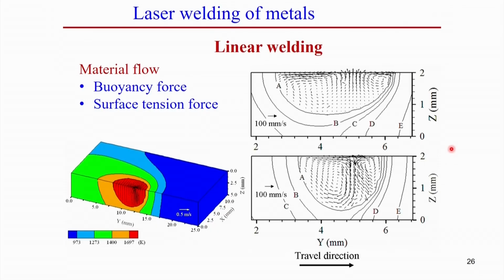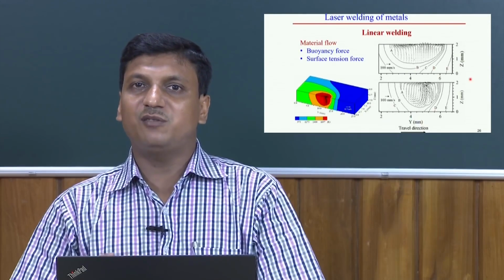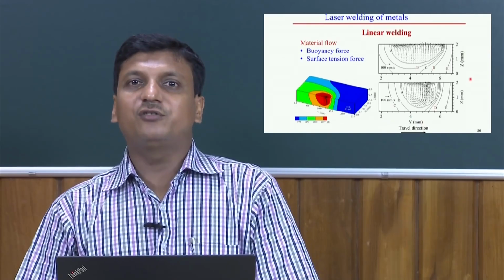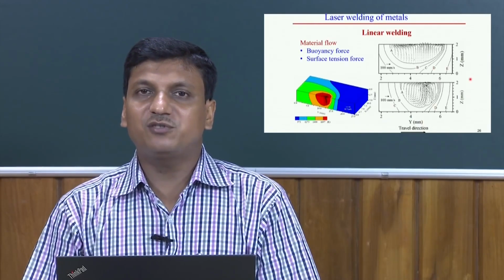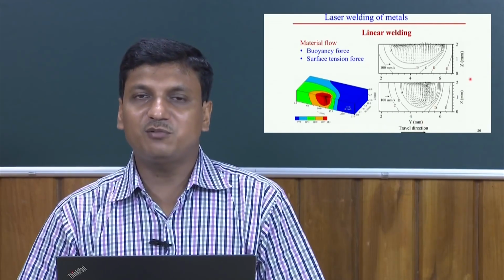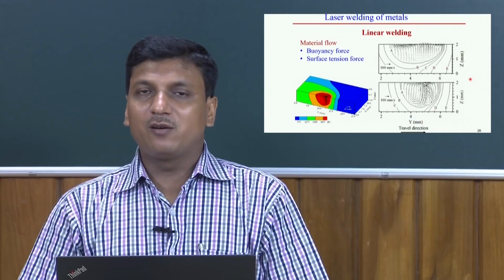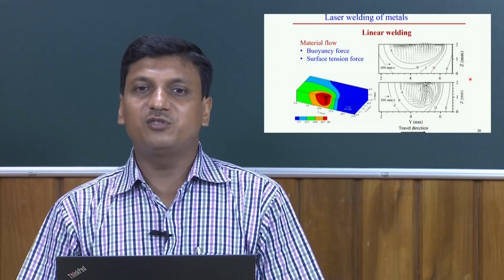Another point is surface tension. When the surface of the molten pool interacts with another medium, it produces a surface tension force. The molten pool is basically covered with the shielding gas, so the interaction between the molten pool and the shielding gas at that surface can create different surface tension forces. Depending upon the composition of the material, the surface tension force may act from the center of the heat source to the outward periphery, or it may act in the reverse direction, from the outward periphery to the center. It depends on the composition of the material.